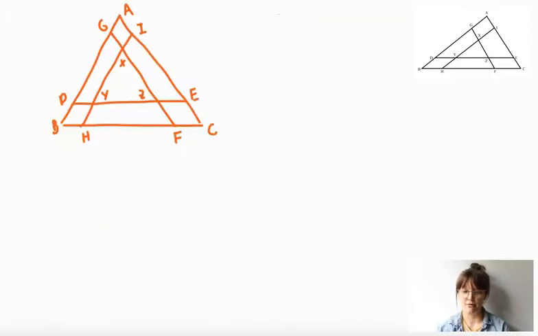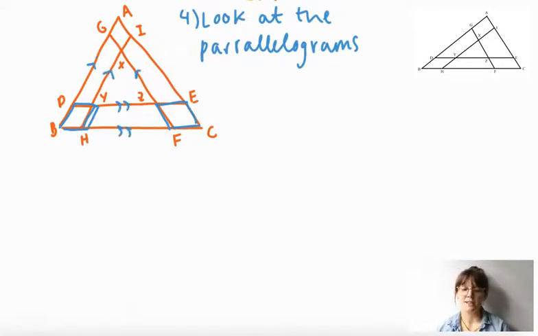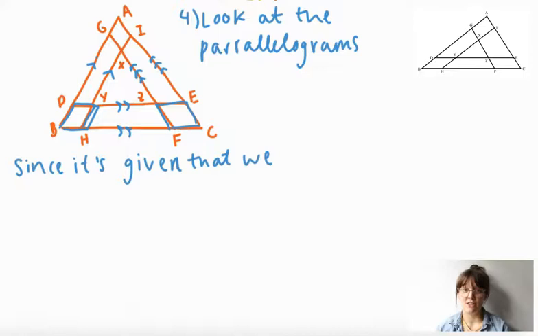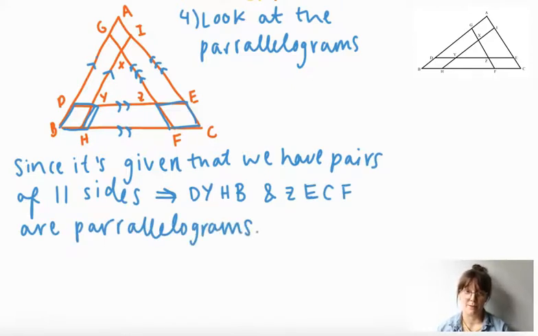So now, step 4, let's look at the parallelograms within our image. You can see, I'll highlight them here, we have pairs of parallel sides, right? Since we know that AB is parallel to HI, that DE is parallel to BC, and FG is parallel to CA, you can see that by definition of parallelograms, DYHB and ZECF are both parallelograms.